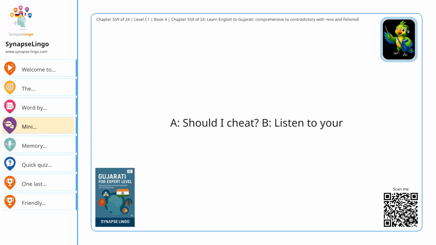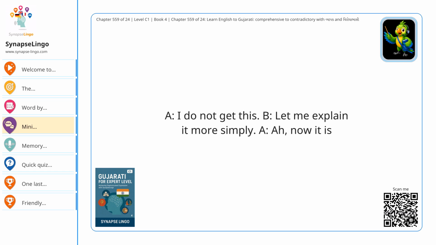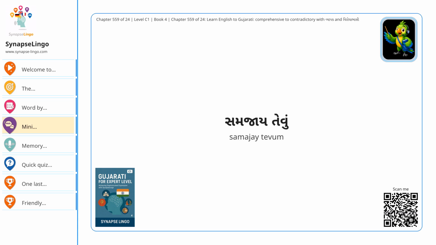A: Should I cheat? B: Listen to your કોન્સીસ. Listen to your conscience. A: Is your answer exact? B: Yes, it is ચોક્કસ. It is precise. A: Does your explanation make sense? B: Yes, it is તાર્કિક. It is coherent. A: I do not get this. B: Let me explain it more simply. A: Ah, now it is સમજાય તેવું. Now it is comprehensible.